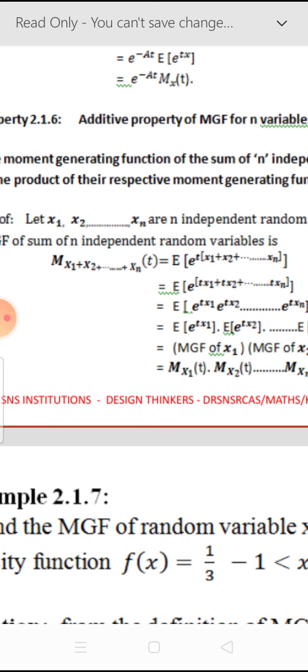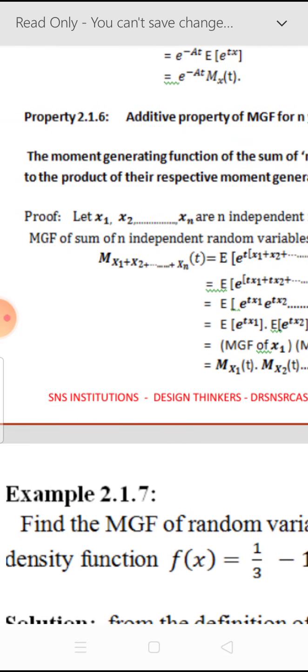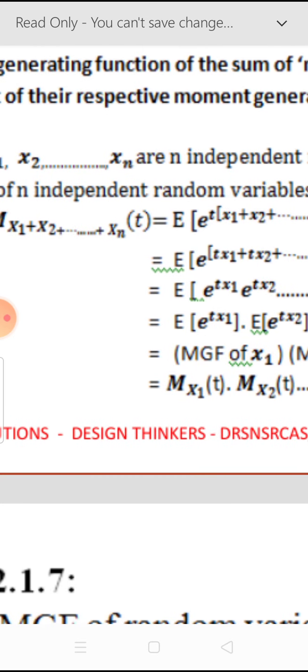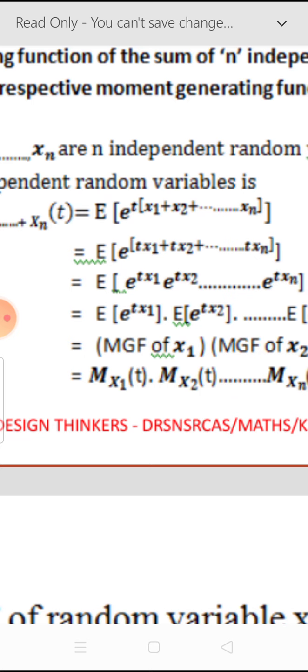Take x1, x2, ..., xn as the n independent random variables. Therefore we have to find the moment generating function of their sum, x1 plus x2 plus ... plus xn, and show it is equal to the product of their moment generating functions. Again we are applying the formula alone: Mx of t equals E of e power t into x. Here instead of x we are given x1 plus x2 plus ... plus xn. So the expectation, again we apply the formula for Mx of t.